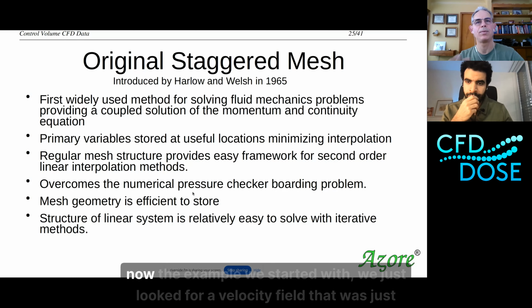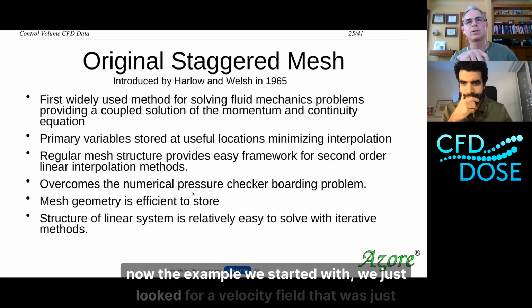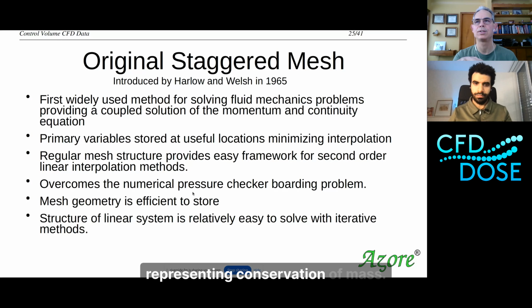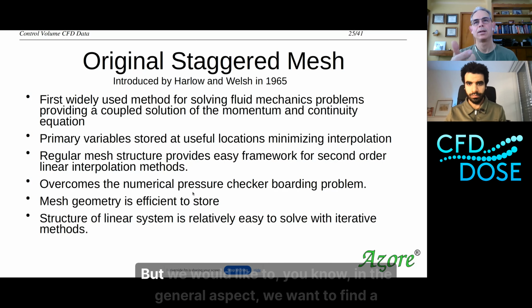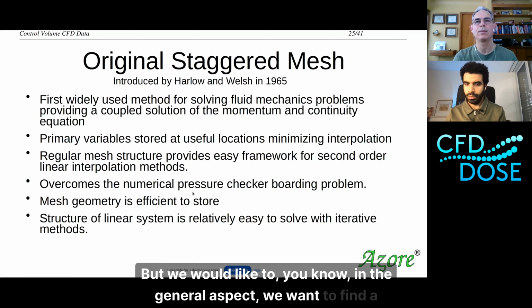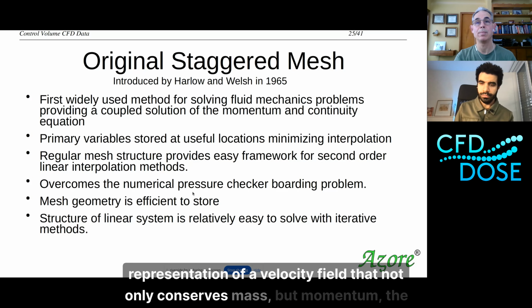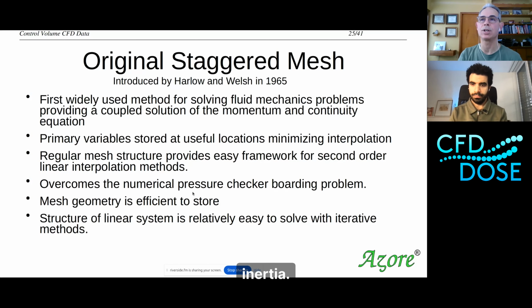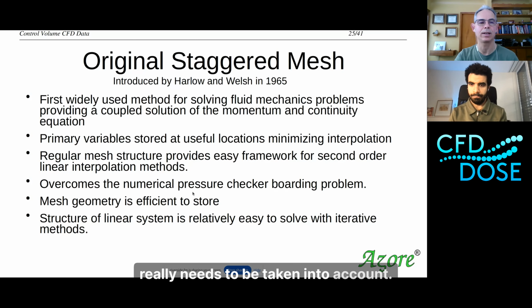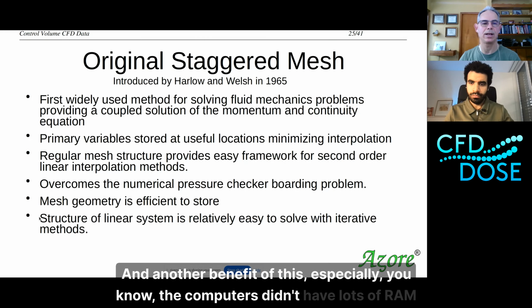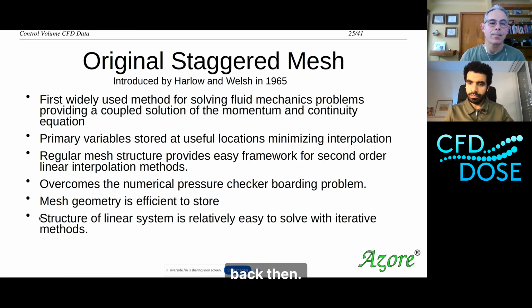So now, the example we started with just looked for a velocity field that was representing conservation of mass. But in the general aspect, we want to find a representation of a velocity field that not only conserves mass, but momentum, the inertia. That really needs to be taken into account. And another benefit of this, especially, is that the computers didn't have lots of RAM back then.